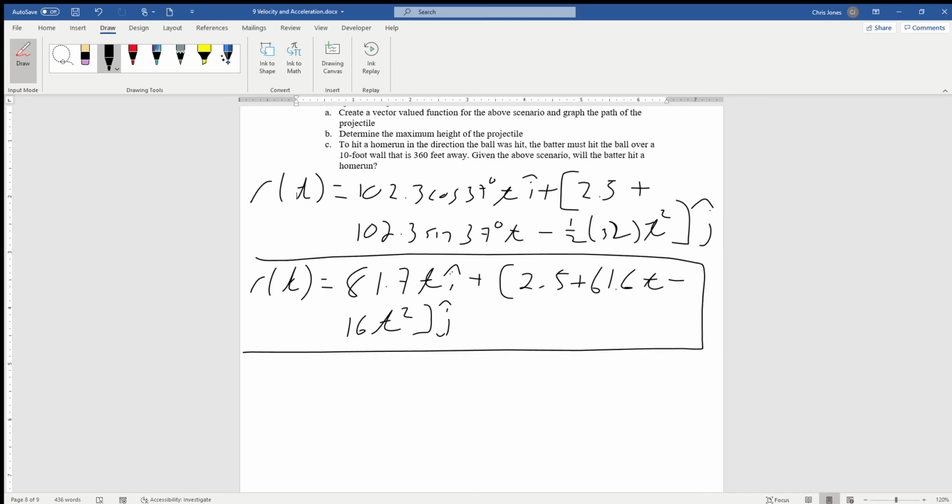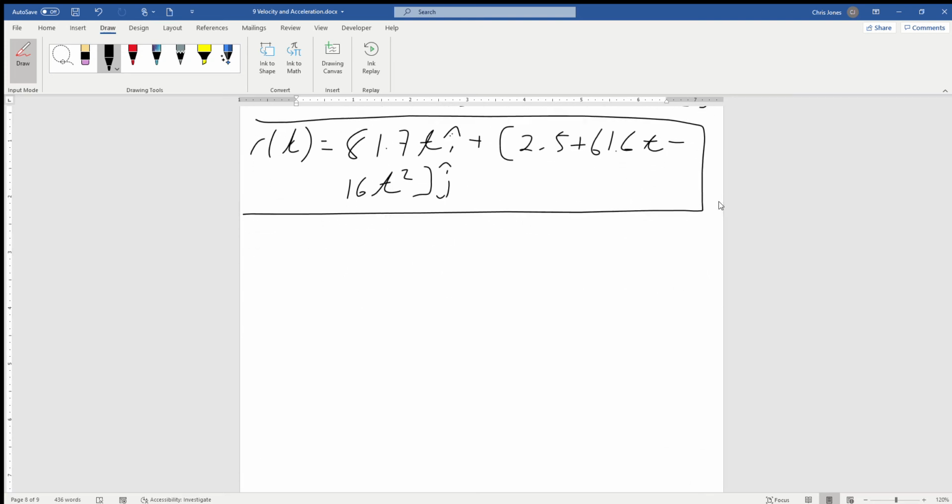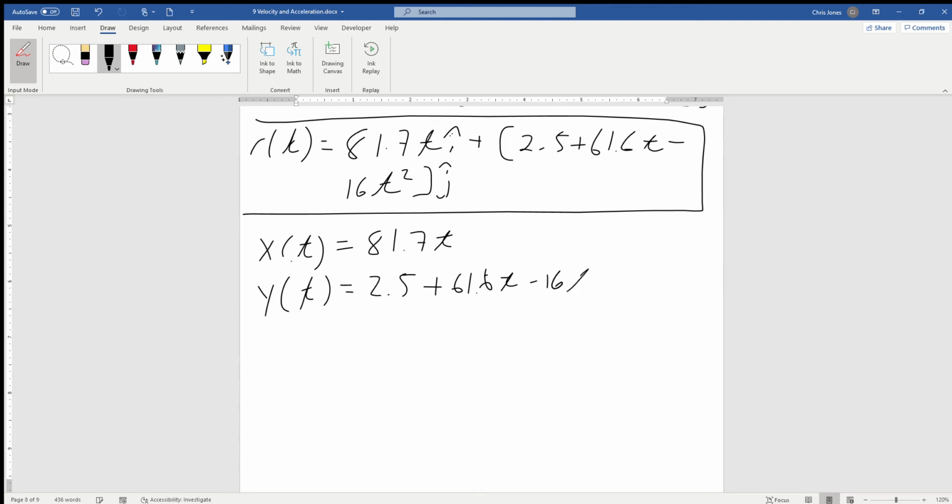And just like we did before, we could define a function x of t to model the distance traveled horizontally. So that's 81.7 t. And a function y of t that's going to model the path in the y direction. So that's going to be 2.5 plus 61.6 t minus 16 t squared.